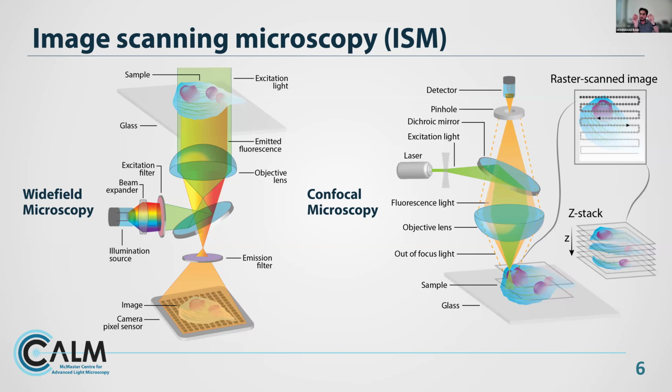We drop down, we scan another line, and we do this line by line, sort of raster scanning, to build our two-dimensional image. Because the pinhole is allowing us to look at just one focal plane, we can change focus and capture all the different layers within the sample and combine those to make a nice three-dimensional rendering or representation of the sample itself.